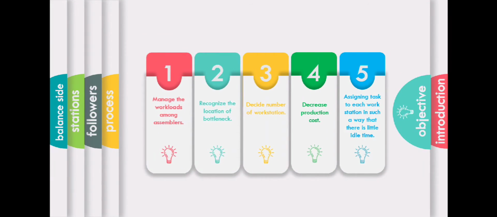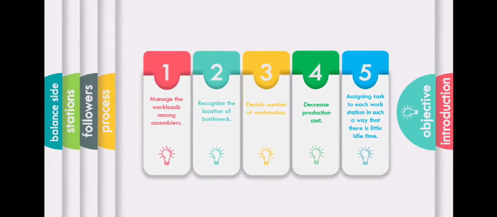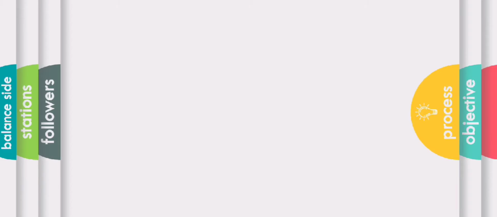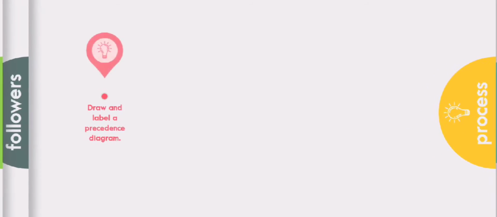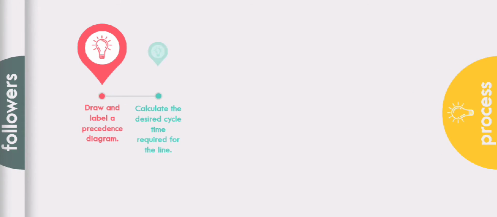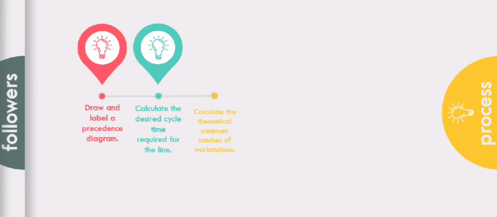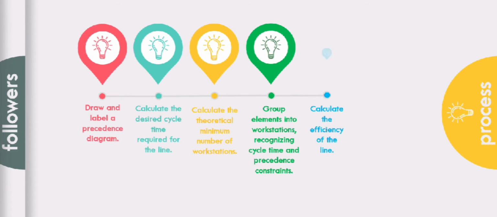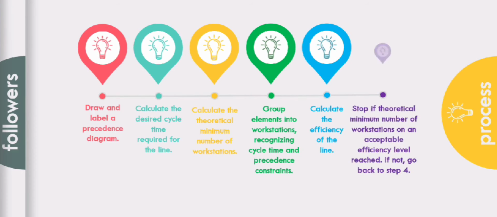In our next slide, we have the line balancing process, with the steps in solving line balancing. First, draw and label a precedence diagram. The precedence diagram needs to be drawn to demonstrate the relationship between workstations. Certain processes begin only when the previous process is done.